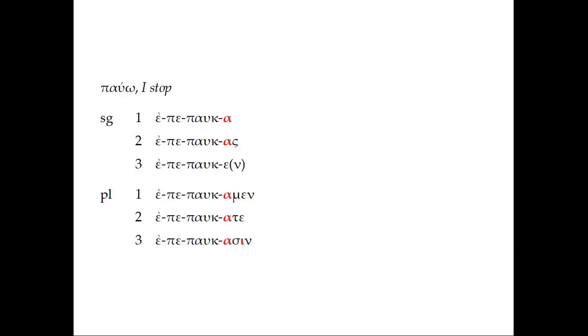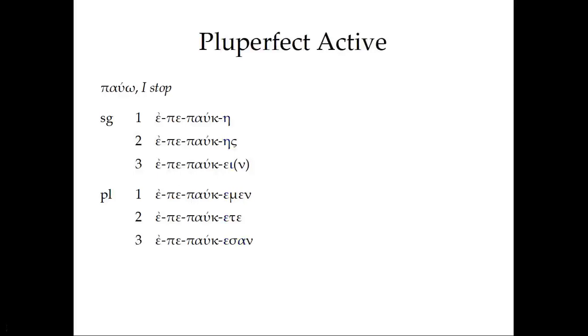And what we're going to see in the singular, at least, is a lengthening of the alpha to eta, and then we're also going to add a little iota in there. And in the plural, we're going to see a shift from the alpha to an epsilon. And that is effectively it for the pluperfect active. Epepauke, epepaukes, epepauke. Note that in the singular, the accent shifts over. And again, a translation would be something like, I had stopped.